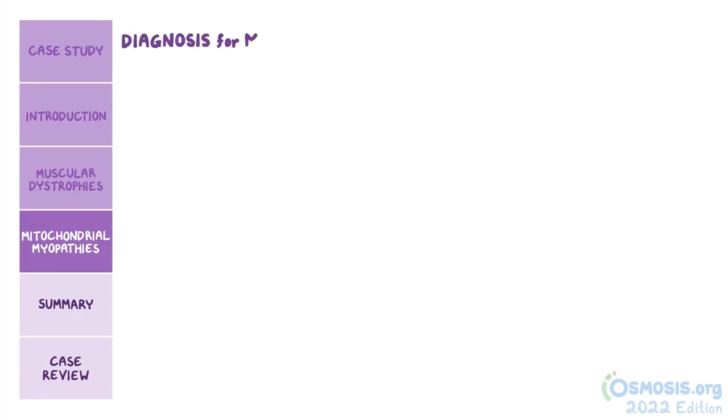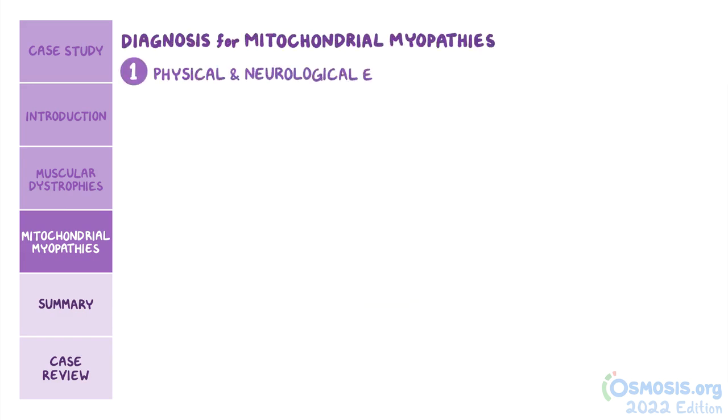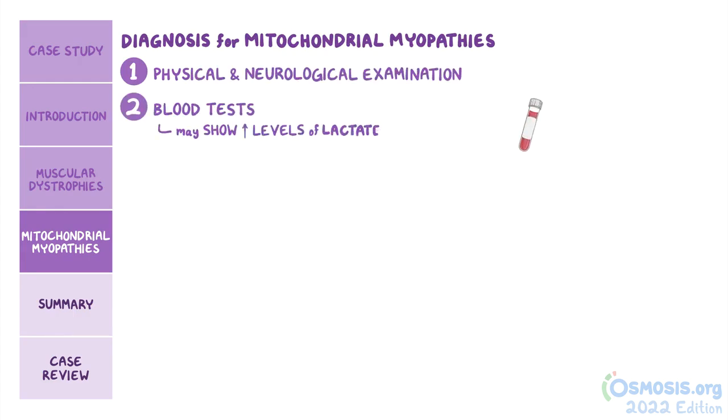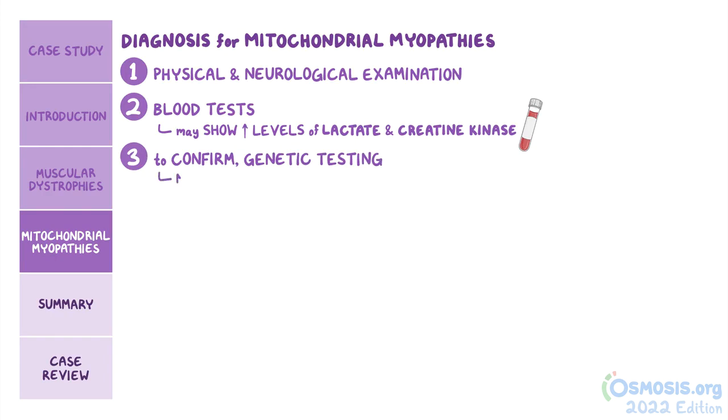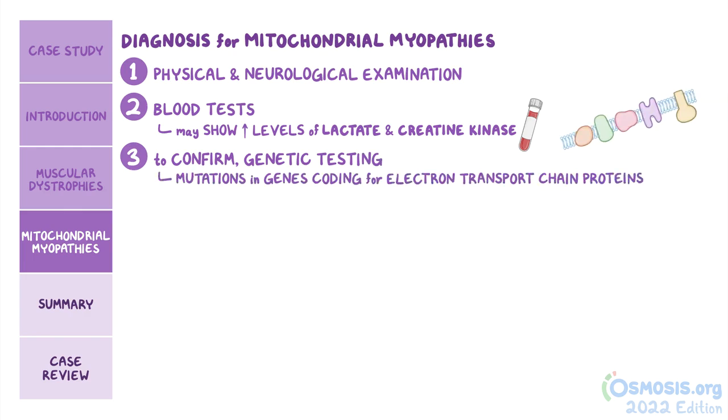Now, diagnosis for mitochondrial myopathies begins with a physical and neurological examination, followed by blood tests that may show elevated levels of lactate and creatine kinase in the blood. To confirm diagnosis, genetic testing is done to look for mutations in the genes coding for the electron transport chains, either in the mitochondrial or in the nuclear DNA. Finally, if genetic testing is inconclusive, individuals may require a muscle biopsy.